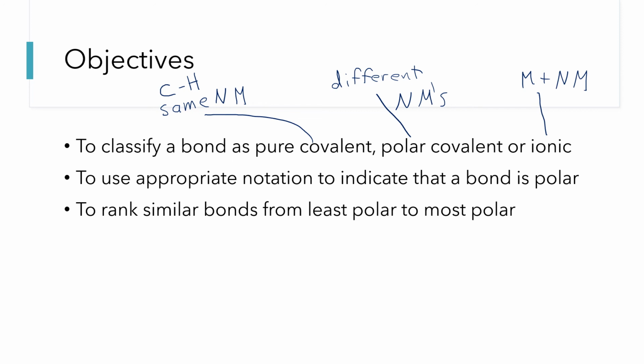And let's see, the notation that we looked at was we can use partially positive and partially negative on the ends of the molecules, or on the ends of the bond, to indicate where the positive or negative side is. We can also draw an arrow that shows the direction the electrons are getting pulled with a little tick mark back on the positive end. And then to rank from the least polar to the most polar, we're looking at the smallest to the biggest difference in electronegativity between the two elements that are involved in the bond.